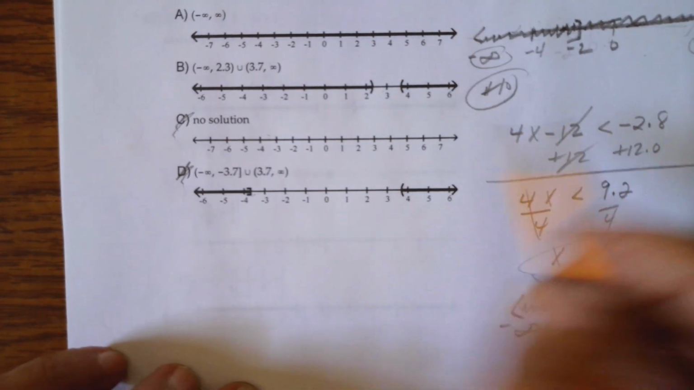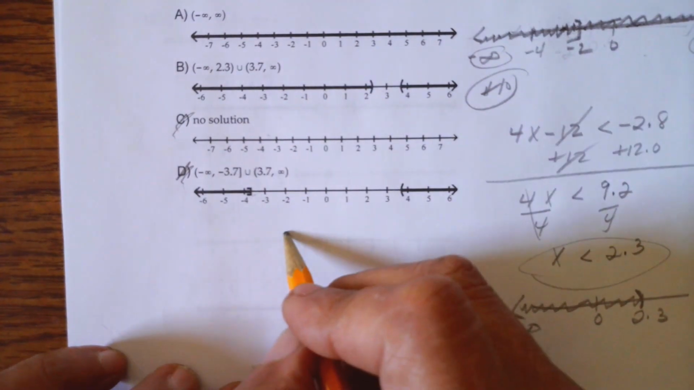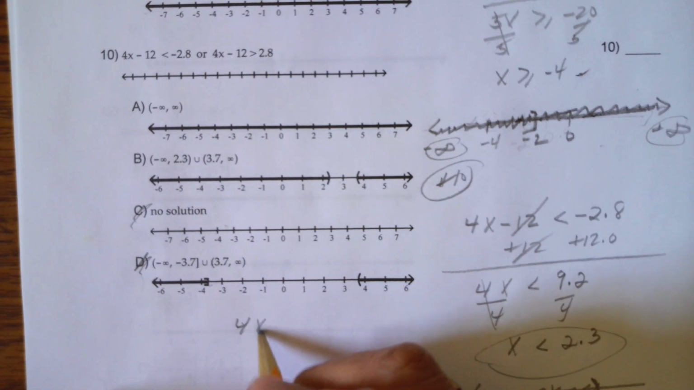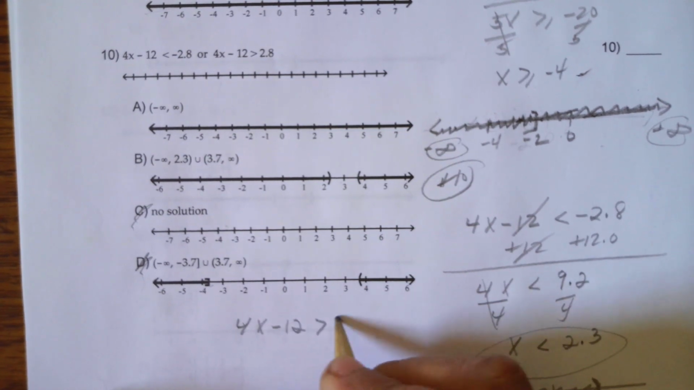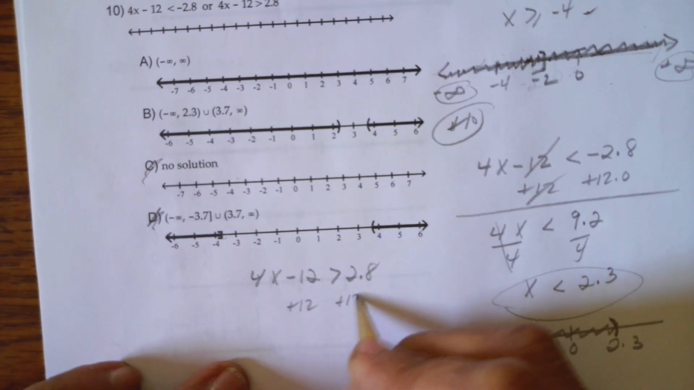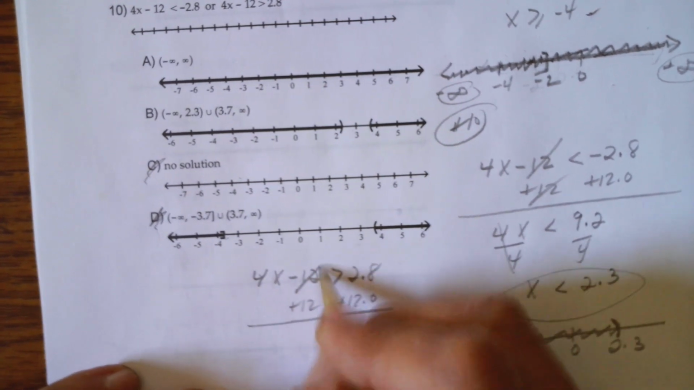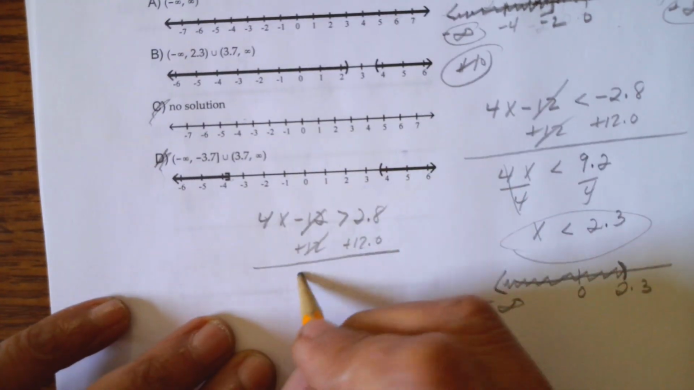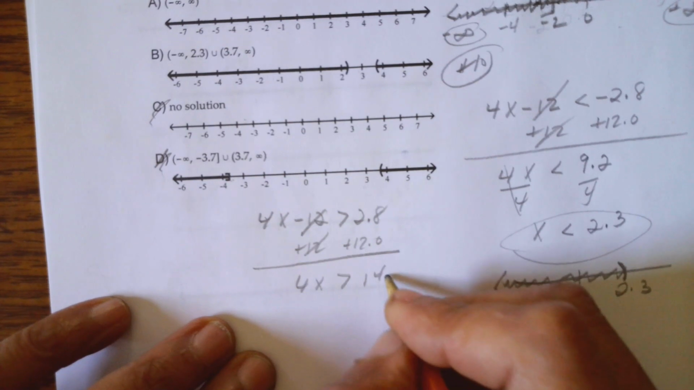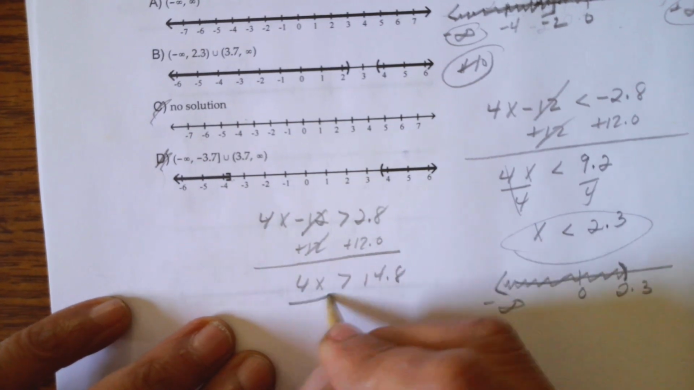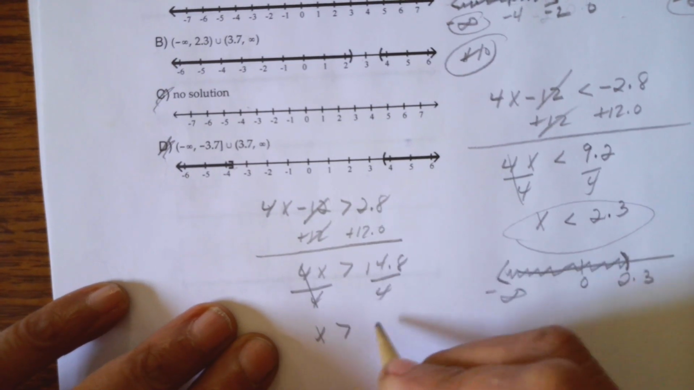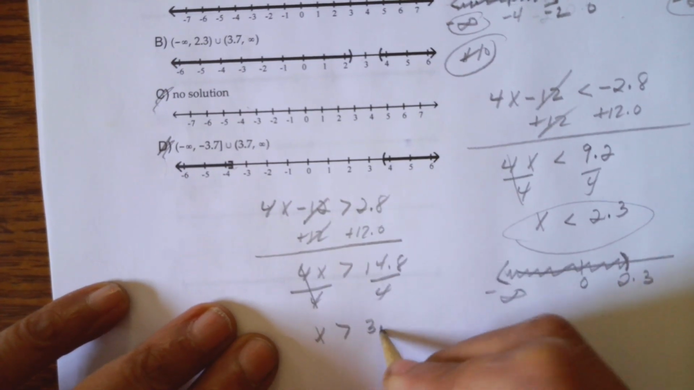Now what's the second part of this? 4x minus 12 greater than 2.8. Adding 12, these cancel out. 4x is greater than 14.8. Dividing everything through by 4, the 4's cancel. x is bigger than 3.7.